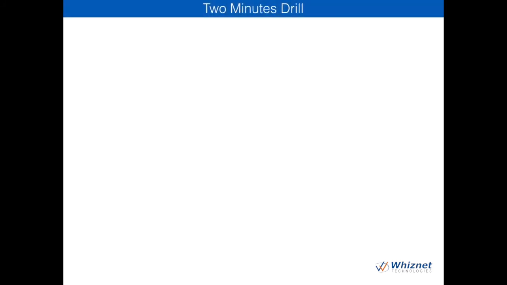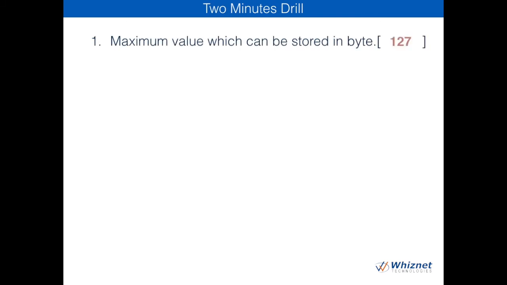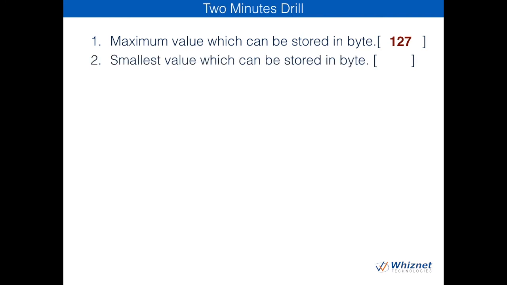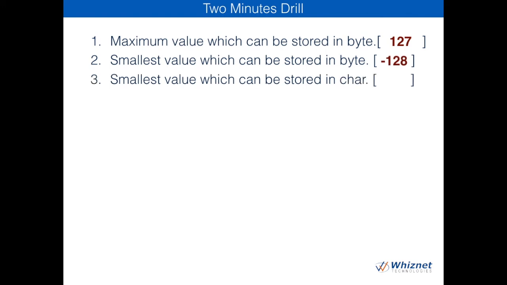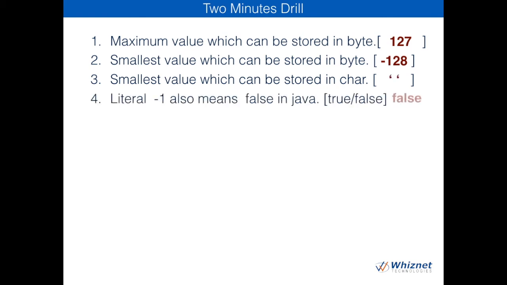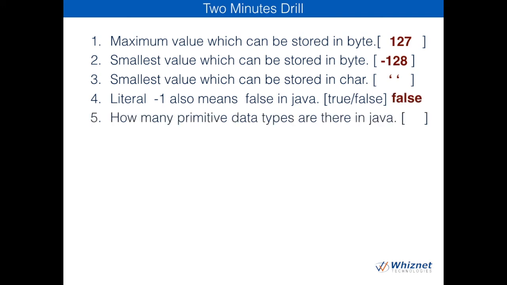2 minutes drill. Maximum value which can be stored in byte: 127. Smallest value which can be stored in byte: minus 128. Smallest value which can be stored in char: space. Literal minus 1 also means false in Java. False. How many primitive data types are there in Java?